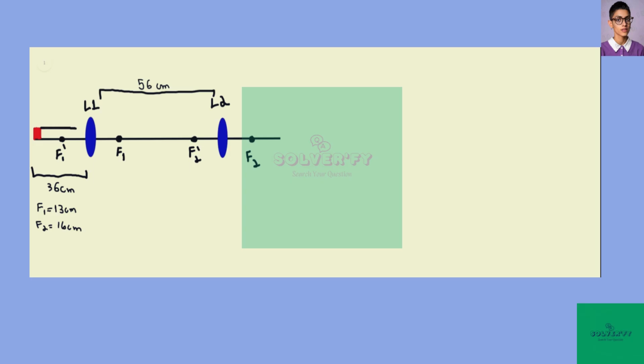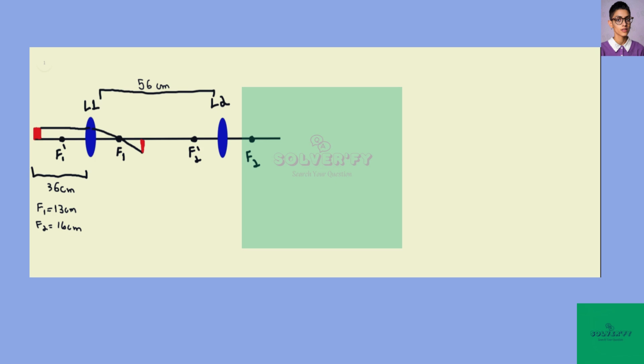So if we have a light ray coming parallel from the top of the candle, it will hit the converging lens, and then the ray will converge to the focal point and generate the image here. So the image of the candle will be here. And now this becomes the object for the second lens.